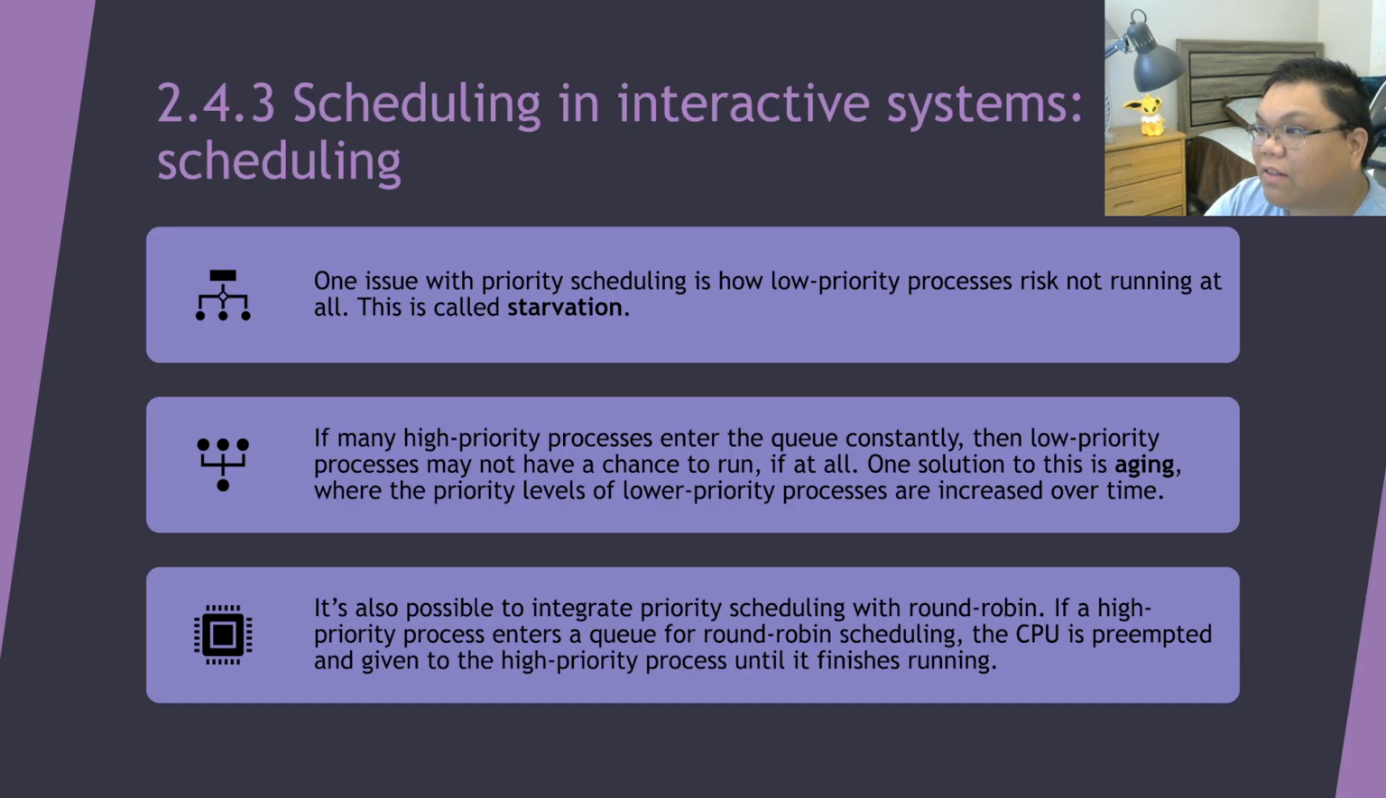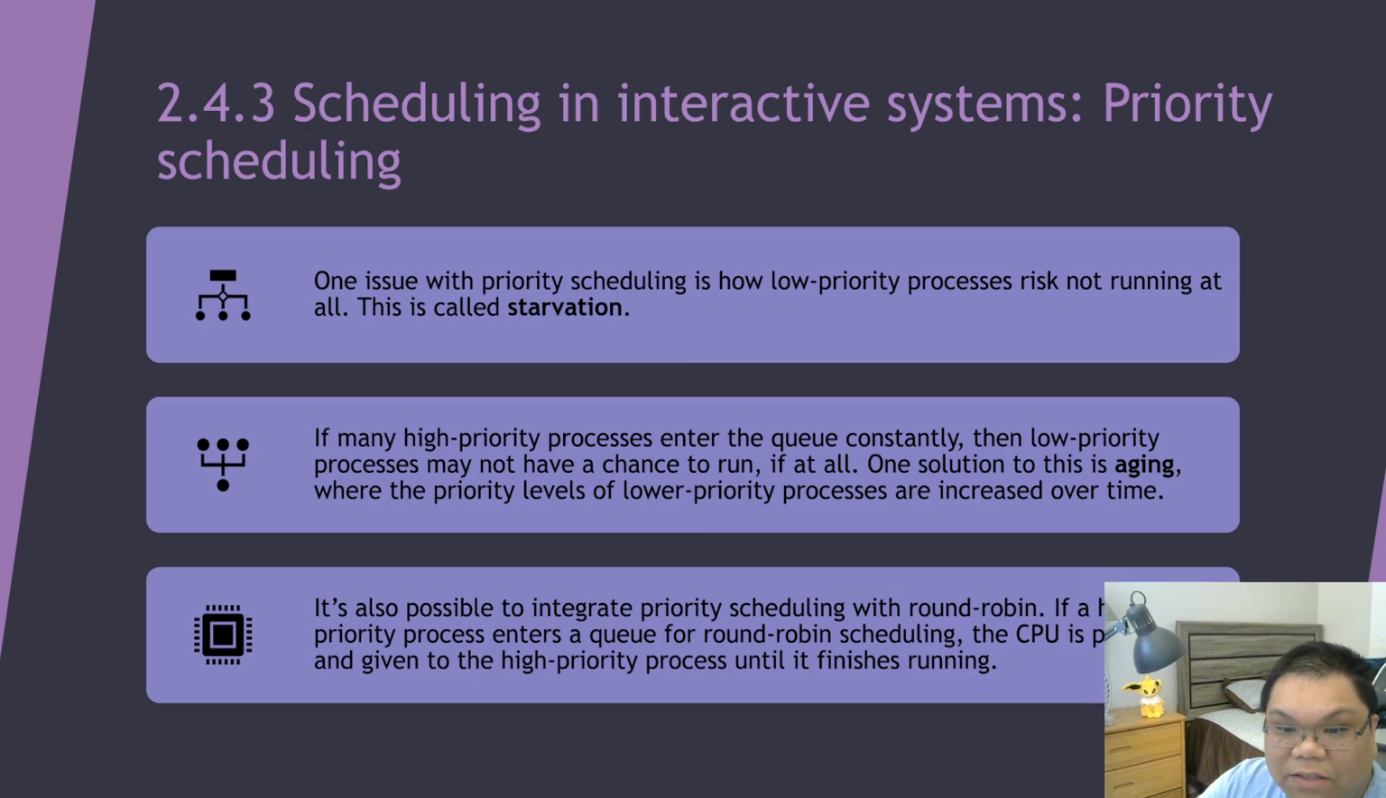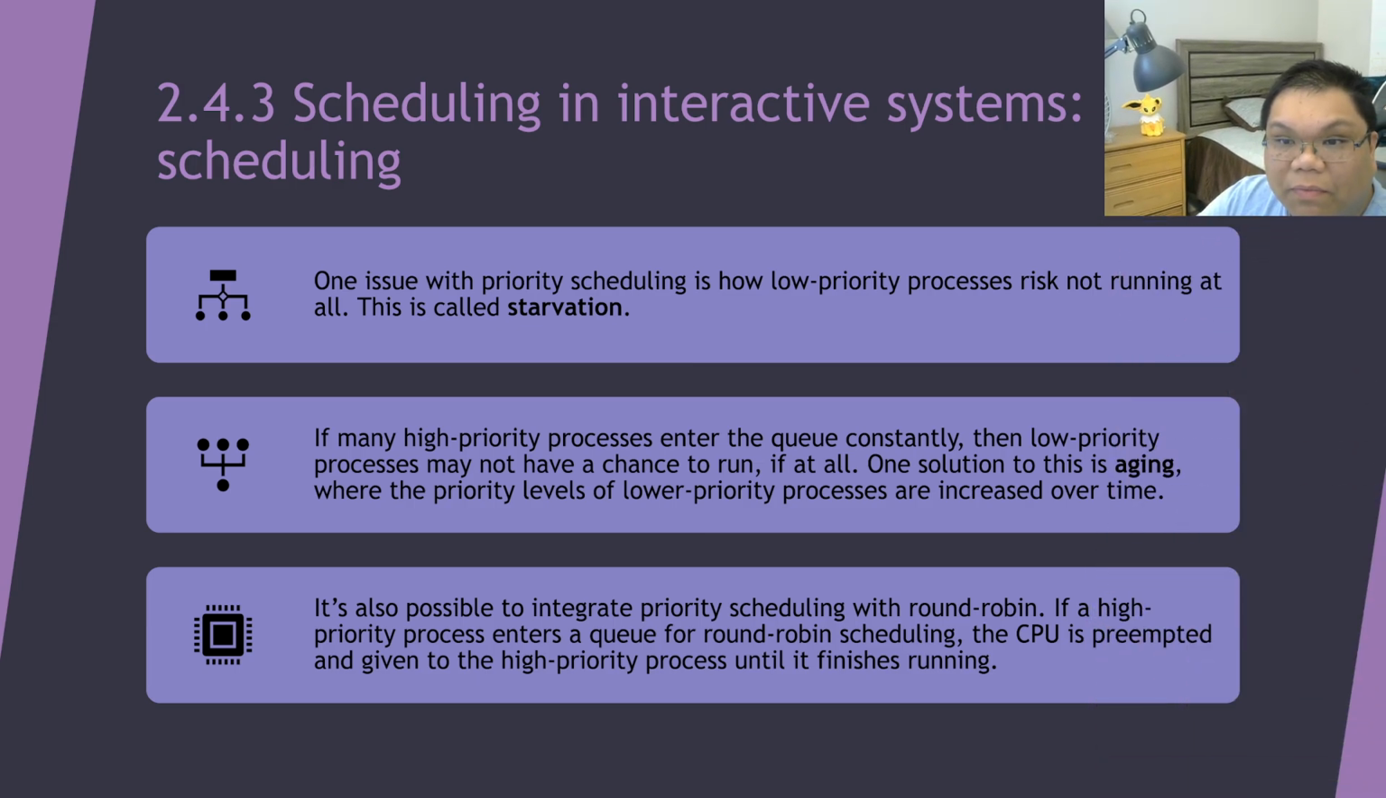Scheduling in interactive systems. Okay, so there is another issue with priority scheduling. There are a few issues regarding priority scheduling, and one of them is called starvation. If we have multiple high priority processes entering the queue all the time, then there is a risk that low priority processes may not be able to run at all.